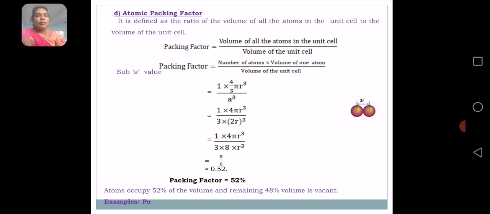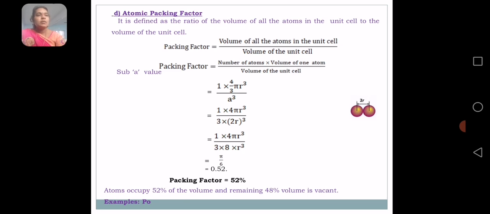We know that the number of atoms in the simple cubic crystal structure is 1. So 1 into the volume of one atom. The atom is in sphere shape. So the volume of the sphere is 4 by 3 pi r cube. So 1 into 4 by 3 pi r cube divided by the volume of the unit cell. The volume of the unit cell is A cube. How is it found out? What is A cube? A cube is the volume of the unit cell.